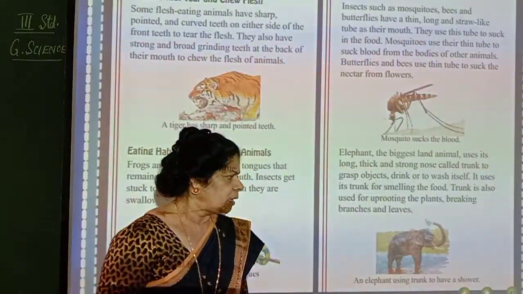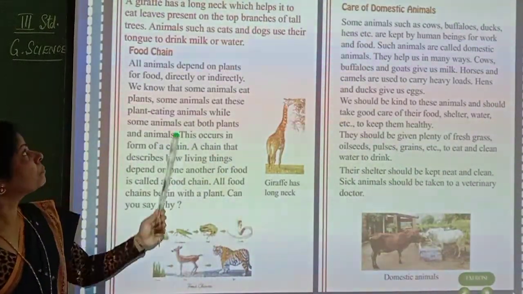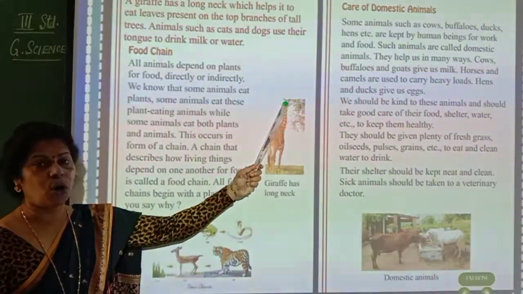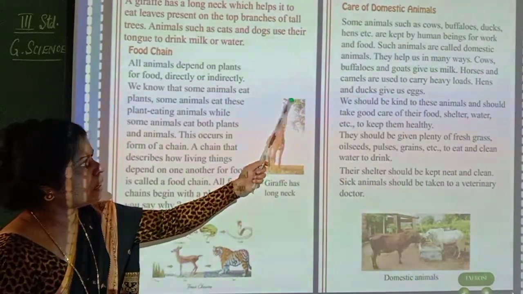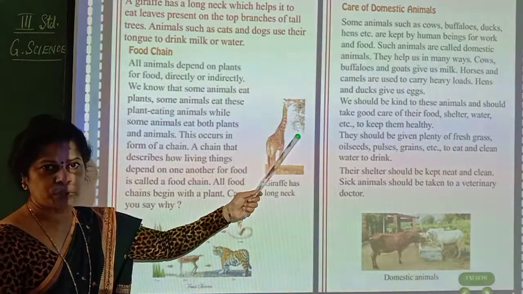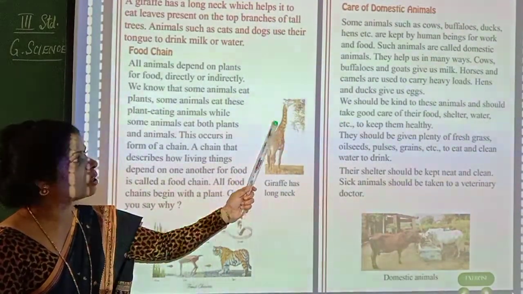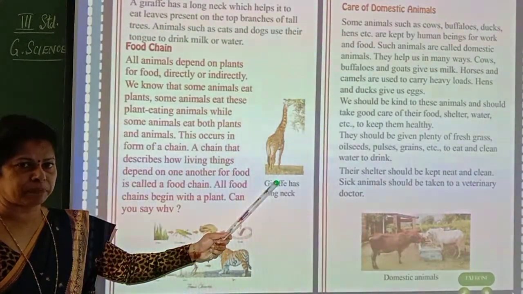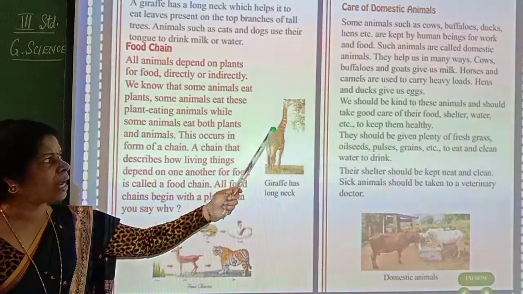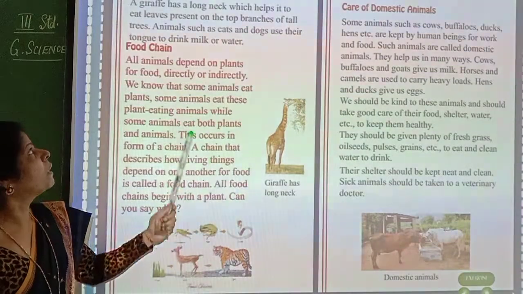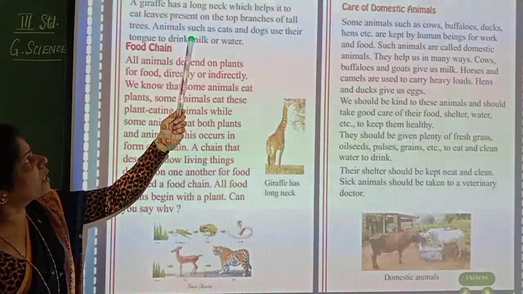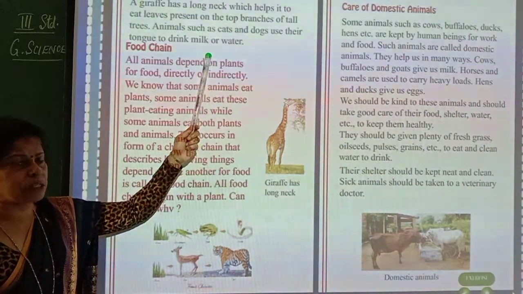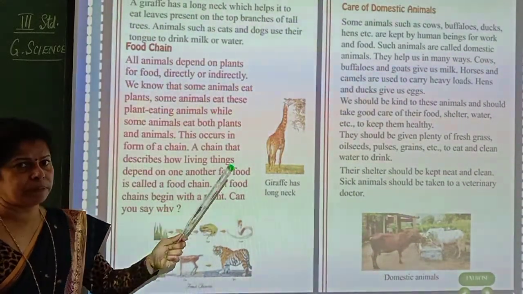Okay. Next you can see, children, a giraffe. So you can see a giraffe. It has got a long neck. So it can reach the highest plants also. Why? Because it has got a long neck. And even the legs are very long for that. Giraffe's legs are long as well as the neck is long. So a giraffe has a long neck which helps it to eat leaves present on the top branches of tall trees.